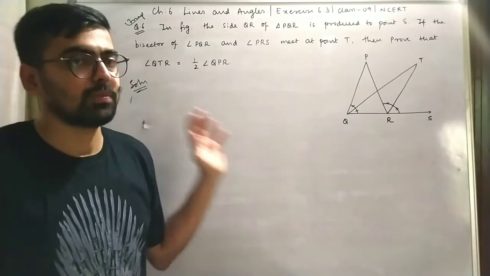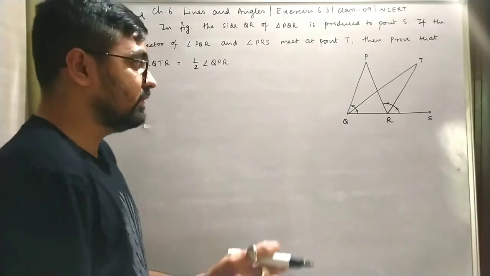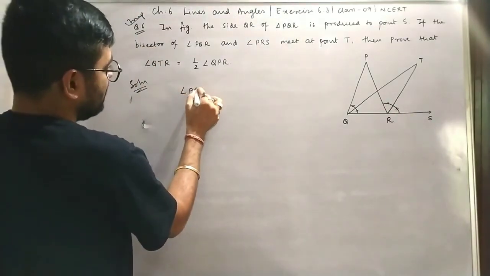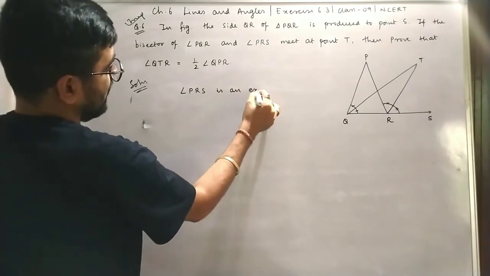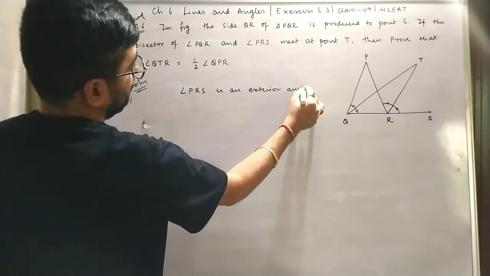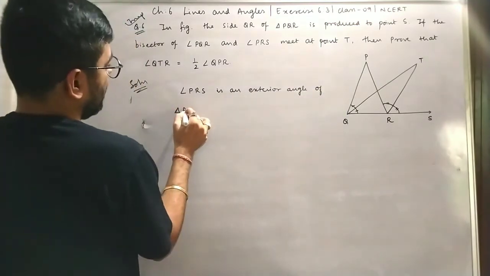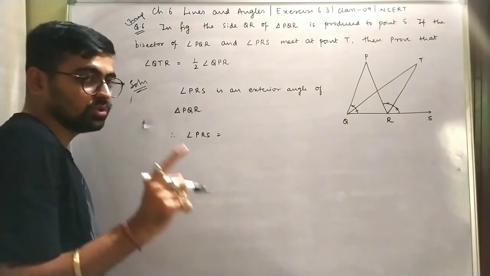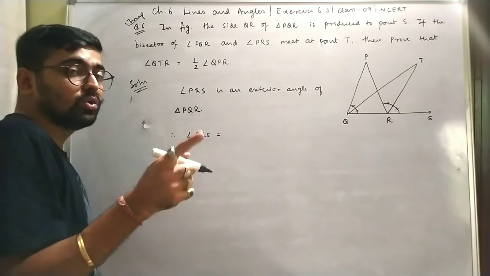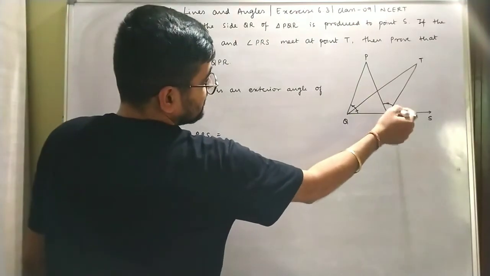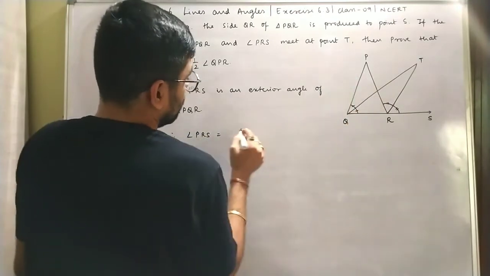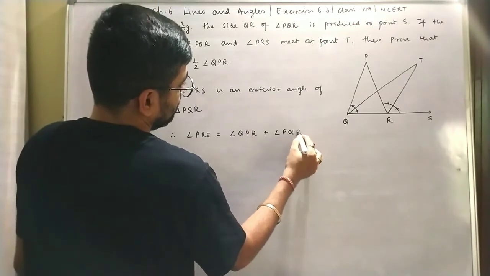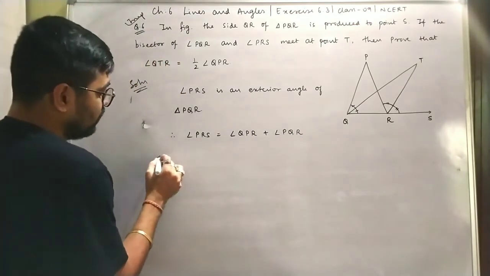अभी तक हम लोग सब में एंगल सम प्रॉपर्टी कर रहे थे, बट यहाँ पे we will use the property of exterior angle. Correct. So I can say angle PRS is an exterior angle of triangle PQR. Therefore angle PRS is equal to the sum of two interior opposite angles. So if this is the exterior angle, that will be equal to the sum of these two. So it will be angle QPR plus angle PQR.